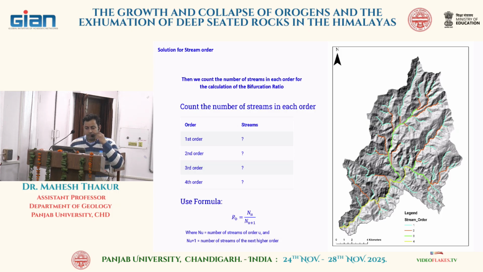So count the number of streams in each order while calculating the bifurcation ratio. So you need to count the number of streams in each order. So you can use this formula RB is equal to NU upon NU plus 1.